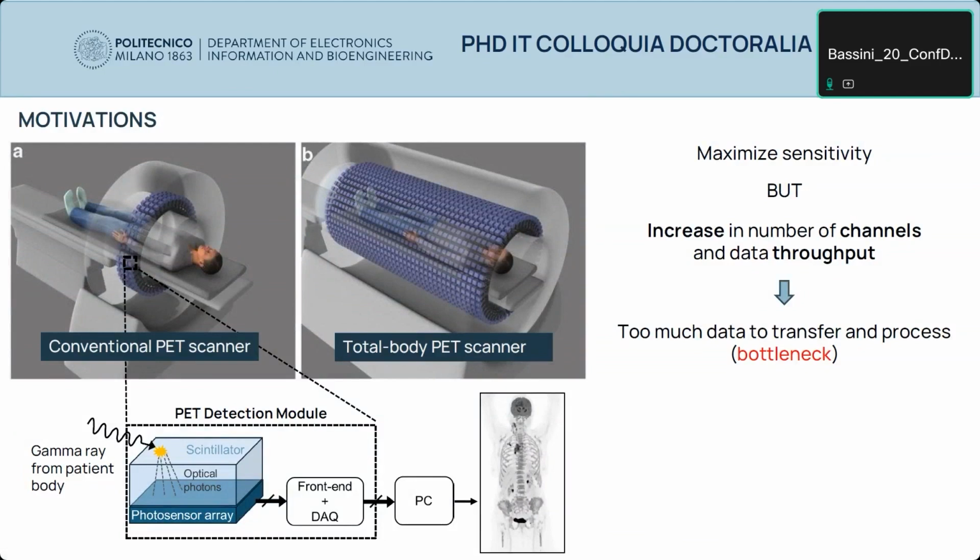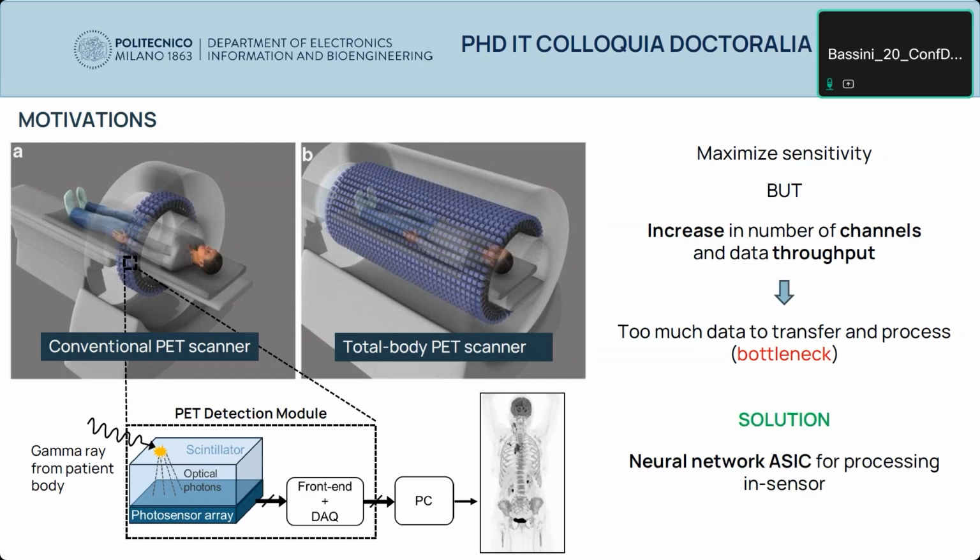And the total body PET scanner, thanks to the extended field of view, can provide superior sensitivity, but at the cost of an increase in the number of channels that leads to a huge amount of data that has to be transferred, digitized, and processed, which is the main bottleneck of conventional digital systems. So what we propose to streamline this process is an ASIC implementing a neural network for in-sensor signal processing.